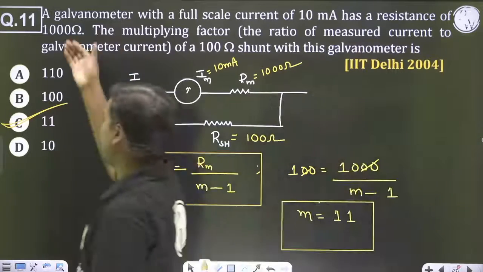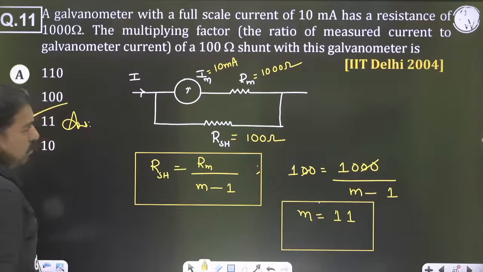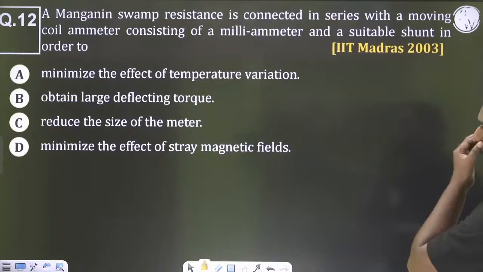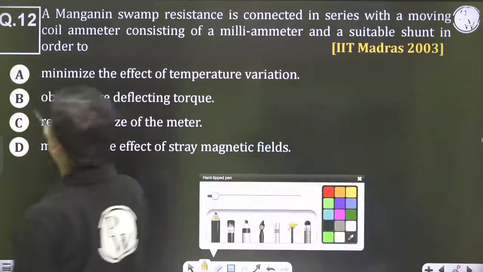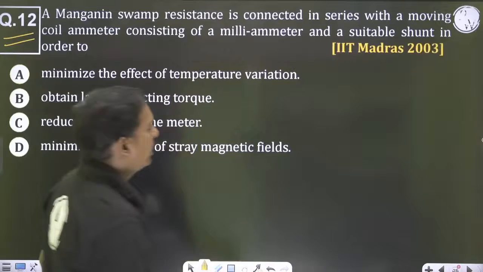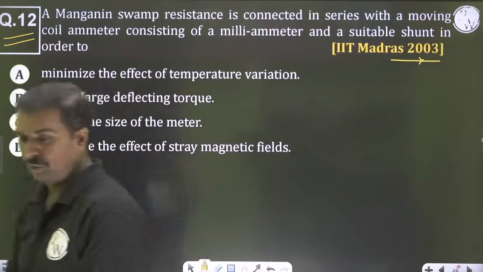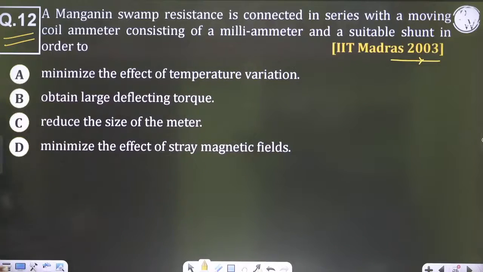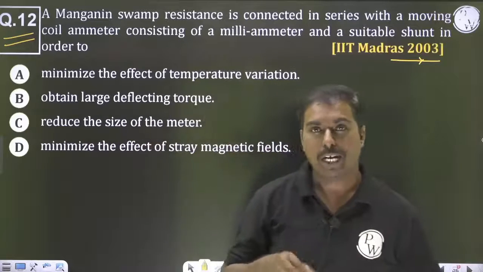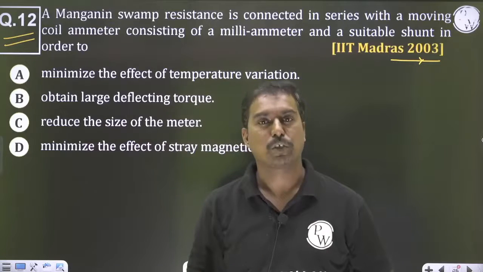11th question answer is done. Next. Question number 12. This question is again a conceptual question. IIT Madras in 2003 asked it. How to answer this question number 12? Go through it. See, theoretical questions are conceptual, and nowadays there is a possibility of expecting MSQ also, multiple select questions also. Okay.